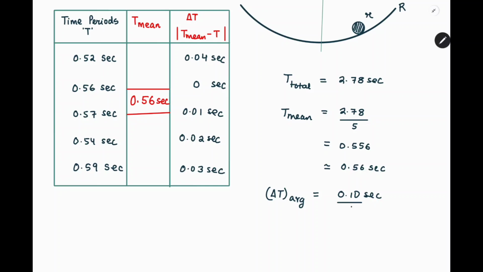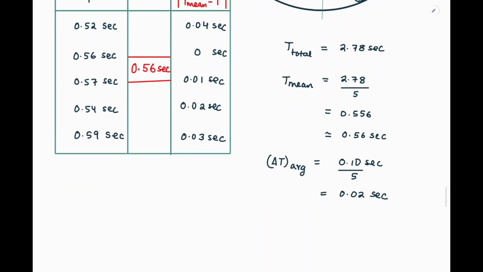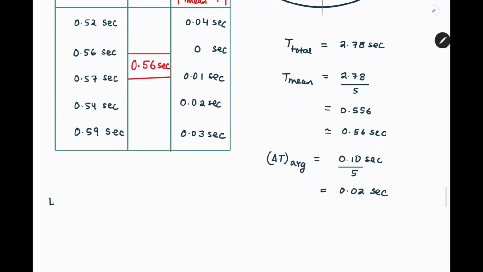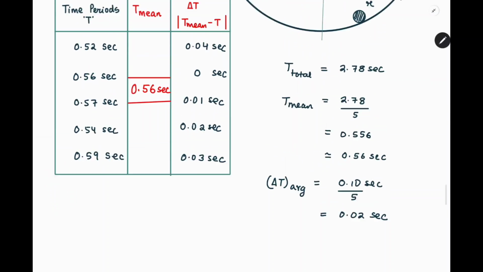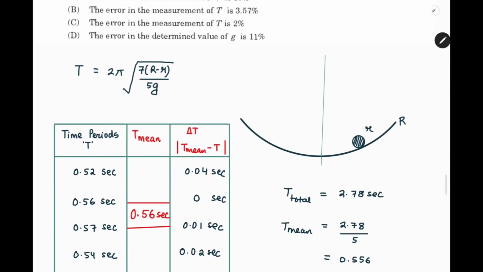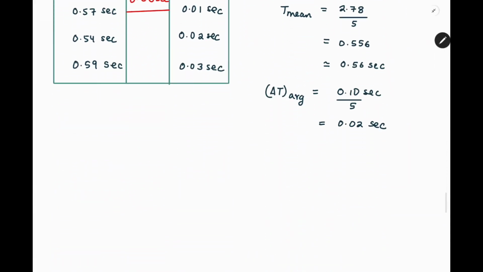So if we divide this by 5, then we get a value roughly 0.02 second. So this is the value that we have. So over here, if we calculate the error associated with the measurement of time, one part of the problem is to determine the error associated with the measurement of capital T.